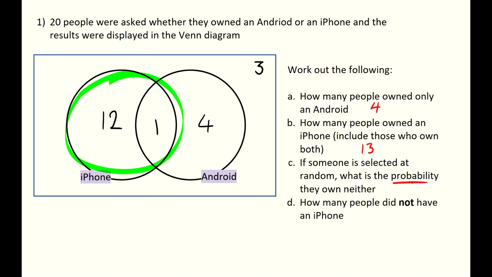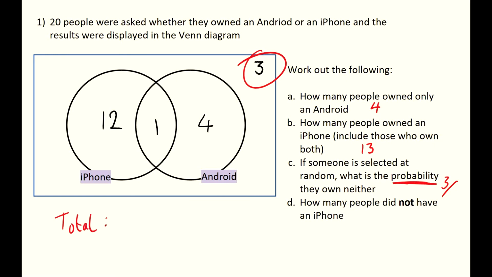If someone is selected at random, what is the probability, keyword, that they own neither? So 3 people don't own either, because there are 3 around the outside, and I need to work out the total number of people to get a probability. Total is 12 plus 1 plus 4 plus 3. Working that out, that gives me 20.